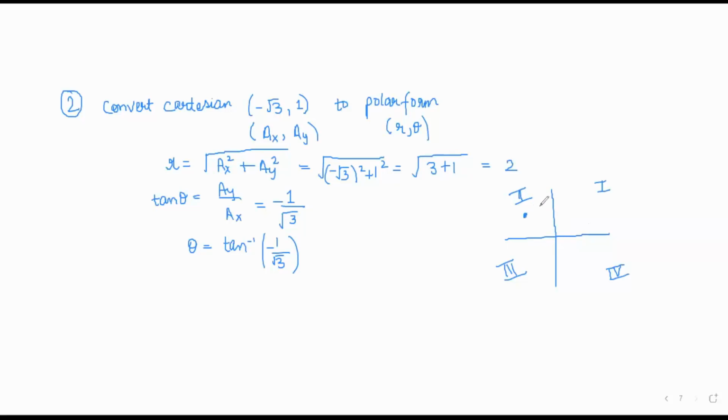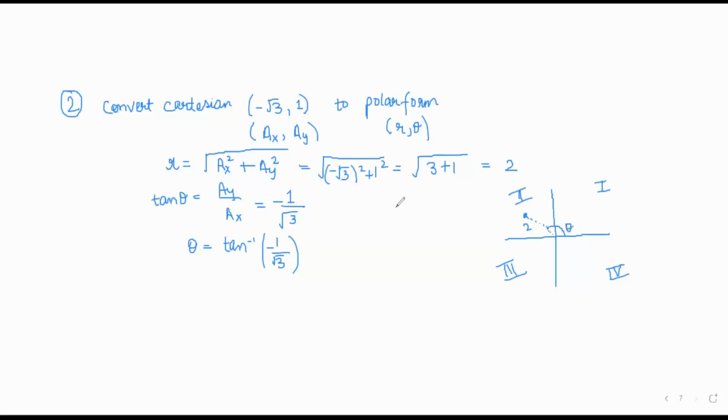We do not need the exact location of the particle, but we can look at the signs of ax and ay, and we can locate it approximately. So that means the particle is in the second quadrant, and we have already calculated r, that is 2. Now we want this angle theta.